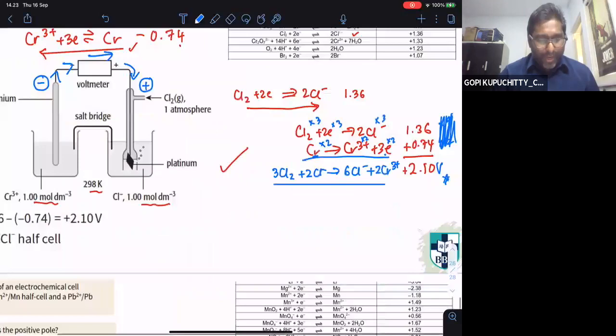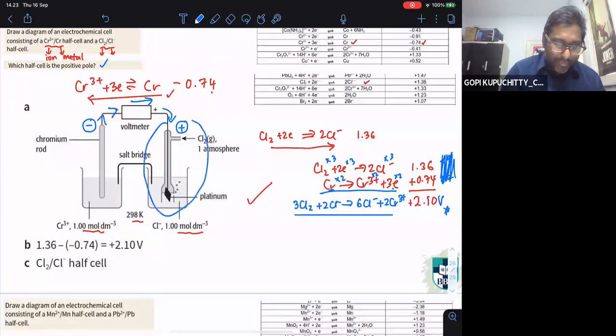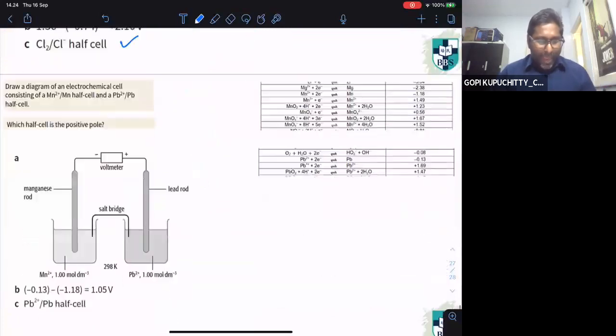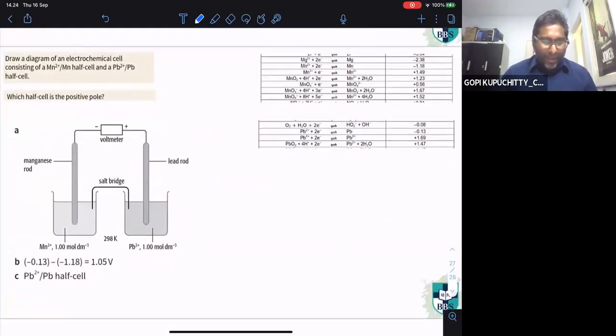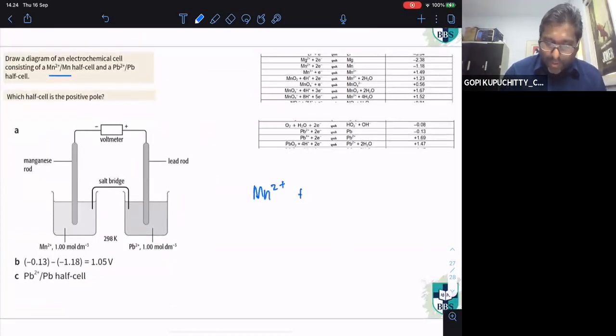So if you want to identify which one is the positive pole, this entire cell is going to be positive. Quite simple. So the same thing you can apply, this one we can go very fast. You see Mn2+ plus 2 electrons to give you Mn. And then Pb2+ plus 2 electrons to give me Pb.